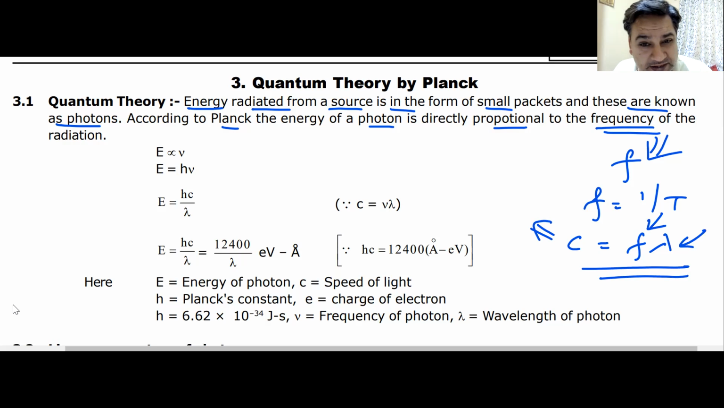What is lambda here? Wavelength. Wavelength of light. Light is a wave. Light has particle nature. Yes, but it's also a wave. C is equal to F lambda. This is the formula that you must remember.